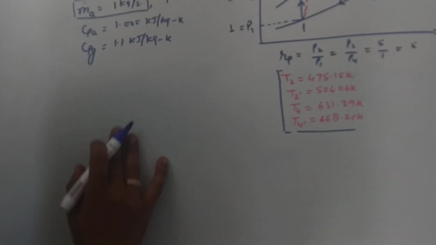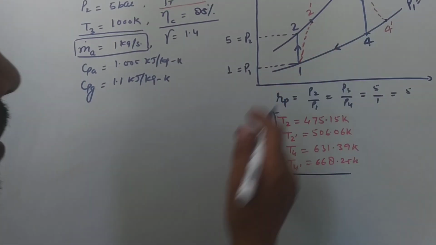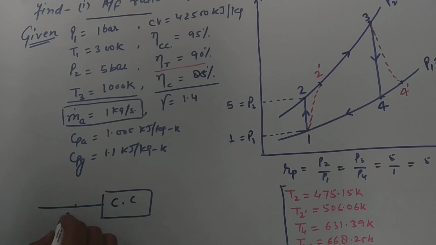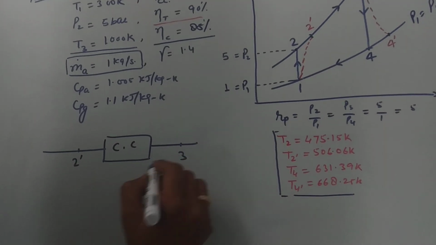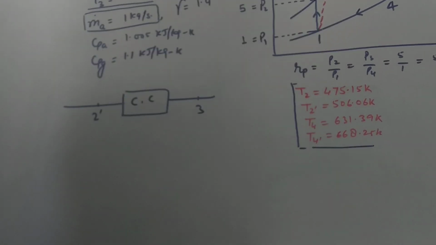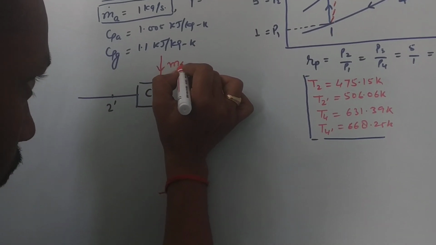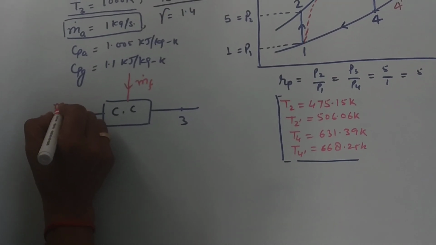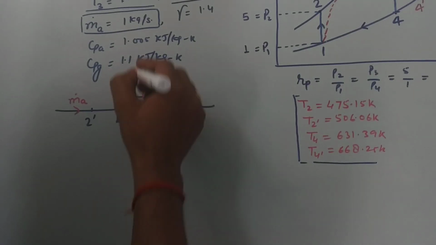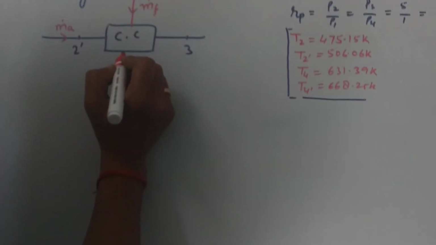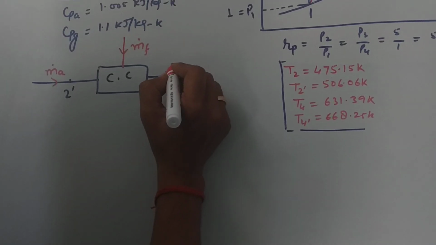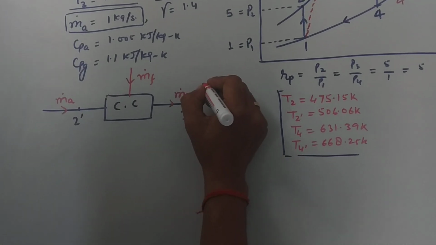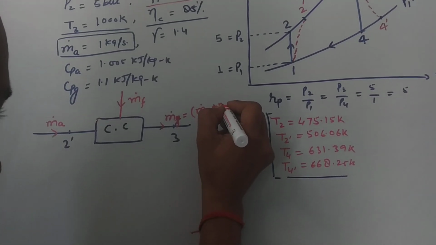Okay, in between 2 dash and 3 there is a combustion chamber. From here the fuel is supplied at a mass flow rate of fuel; you have to calculate mf dot. Mass flow rate of air and mass flow rate of fuel enter the combustion chamber. Combustion takes place, and we'll get the mass flow rate of gases. mg dot is equal to ma dot plus mf dot.